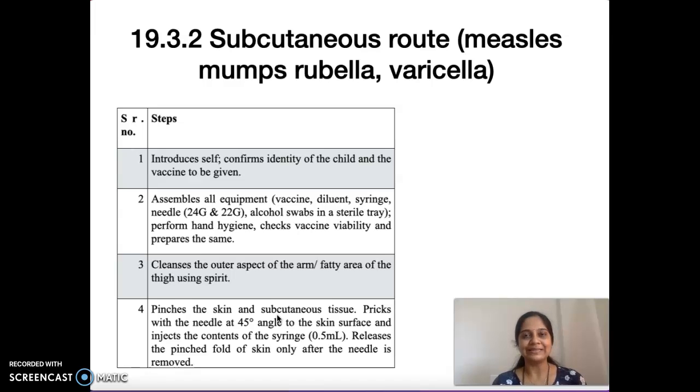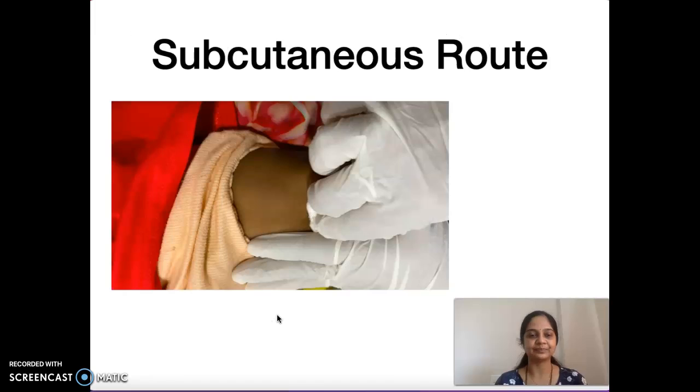Here, the area is cleaned using an alcohol swab. The skin and subcutaneous tissue are alone pinched, leaving out the muscle. The needle is pricked at 45 degree angle to the skin surface and 0.5 ml of the injection contents are introduced. The pinched fold of skin is removed only after the needle is removed, as we see in the IM route as well. To note here, in subcutaneous and intramuscular routes we are giving 0.5 ml of vaccine, and in the intradermal route we can only introduce 0.1 ml of vaccine.